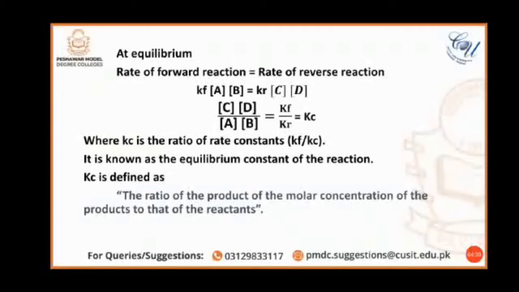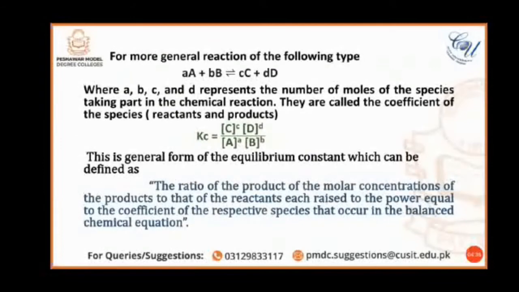Now we can define Kc as the ratio of the product of molar concentration of the products to that of the reactants. Now take another example where the number of moles of reactants and products are represented in a given reaction. In this reaction, small a and b represent the number of moles of reactants and small c and d represent the number of moles of products. Now they are called the coefficients of reactants and products.